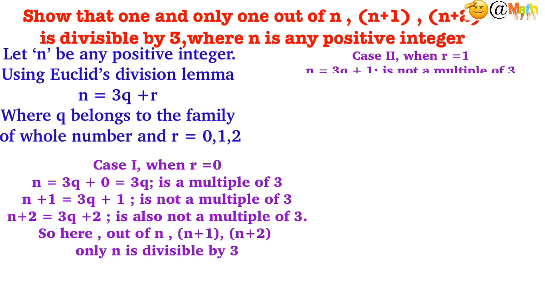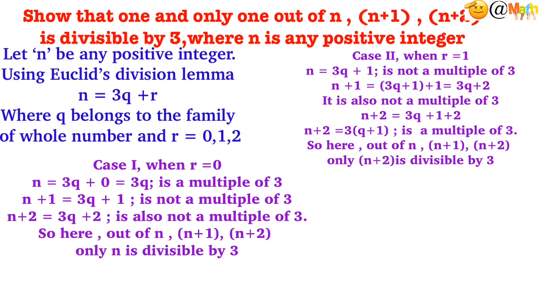In case 2, when r is equal to 1, n is equal to 3q plus 1, which is not a multiple of 3. n plus 1, 3q plus 1 plus 1, 3q plus 2, is also not a multiple of 3. For n plus 2, 3q plus 1 plus 2, it is 3q plus 3, which is a multiple of 3. So here also, out of n, n plus 1, n plus 2, only n plus 2 is divisible by 3.